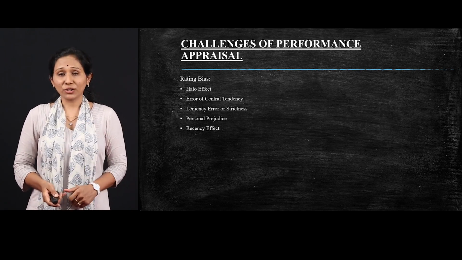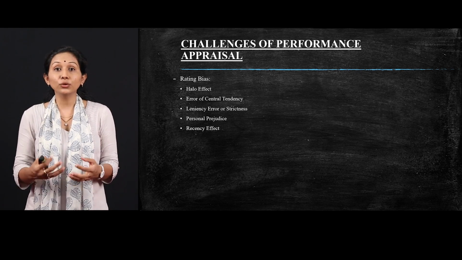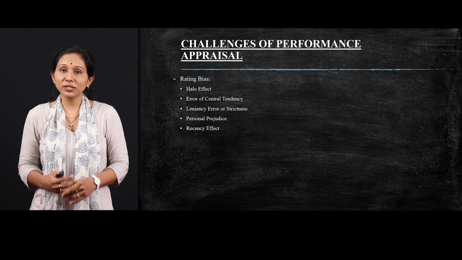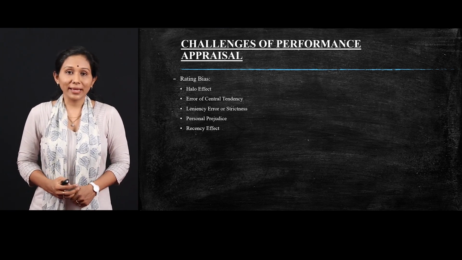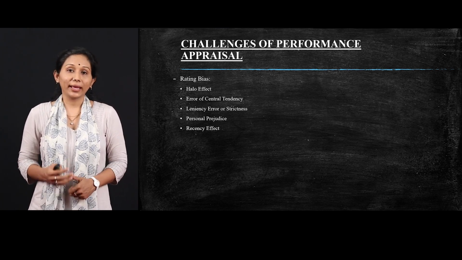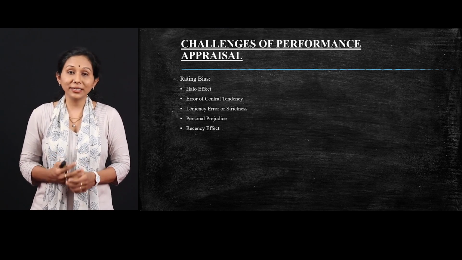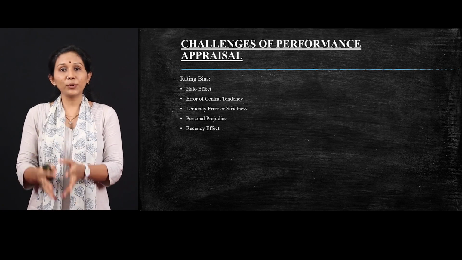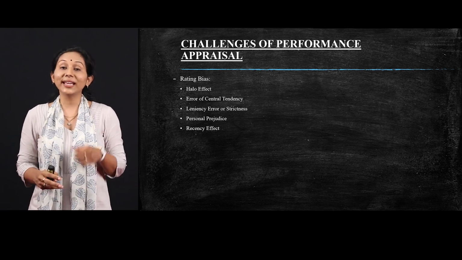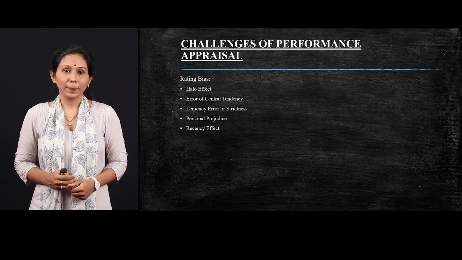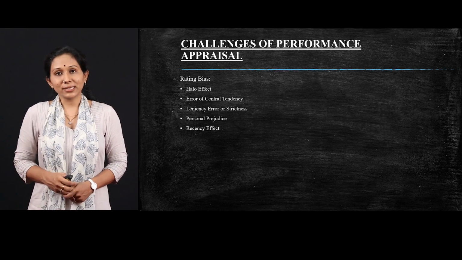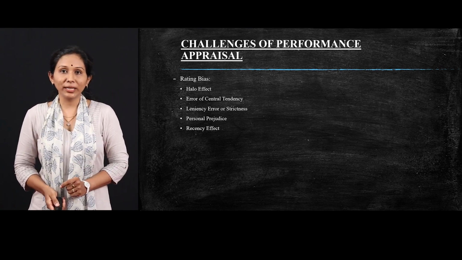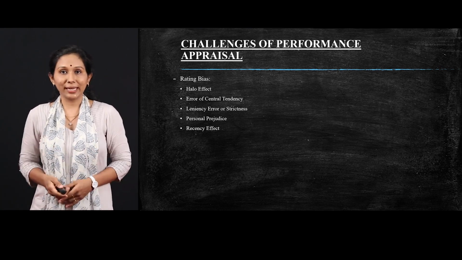The basic challenge of performance appraisal is related to the rater himself, that is, whosoever is rating the employee or subordinate. The rating biases such as halo effect. Halo effect is the rater's bias wherein the rater judges the employee's performance based on any one characteristic. Error of central tendency. Here, the rater rates the performance of the employee on an average scale.